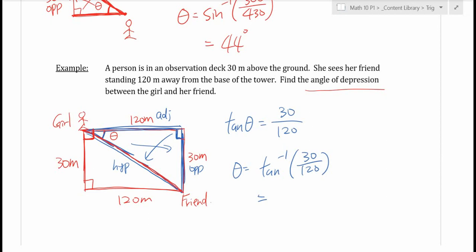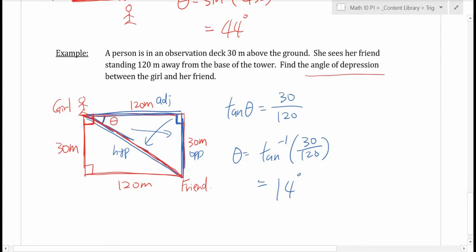Does it say how many decimal places we round to? No. Let's just say round to the nearest degree. It's 14.04, so let's just say 14 degrees. So that's how you can use the trig ratio to solve for the angle.